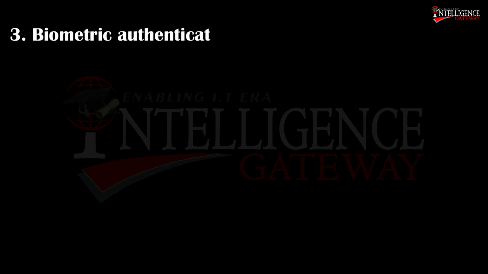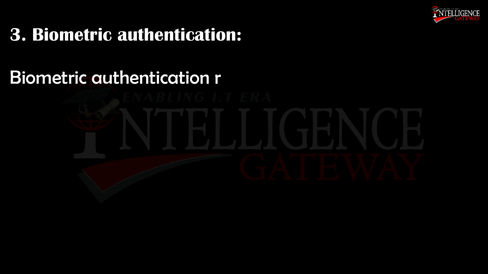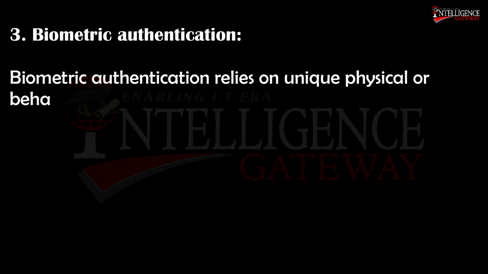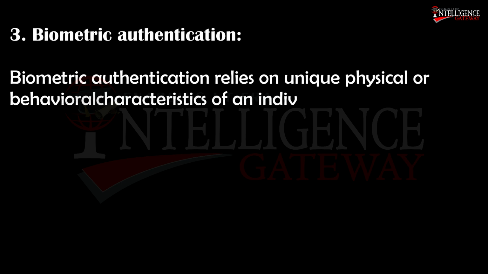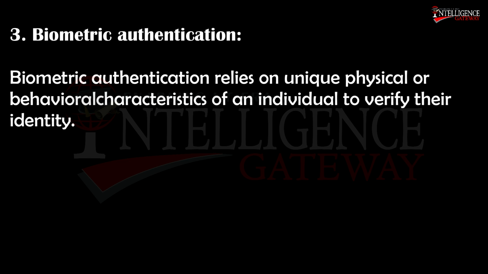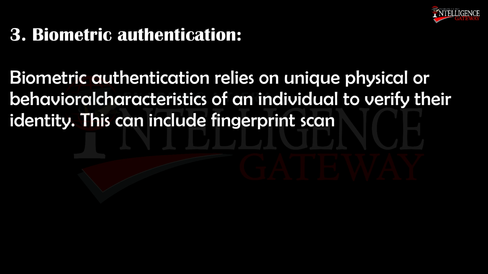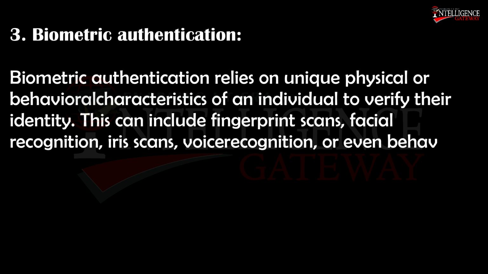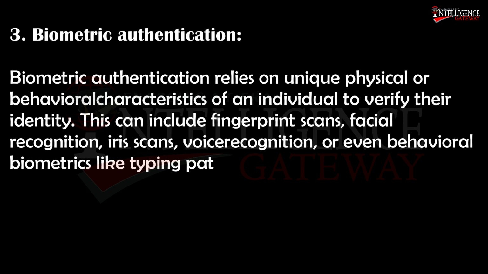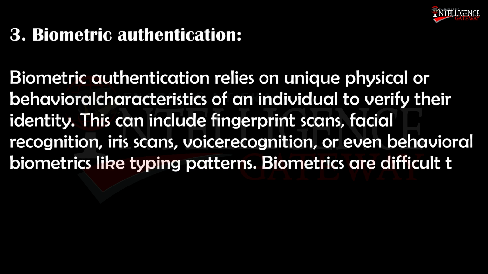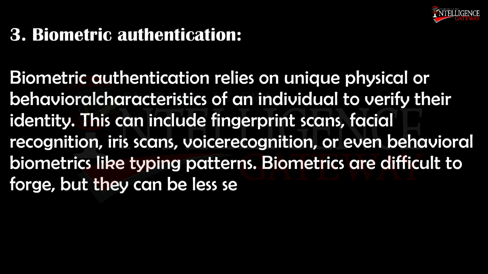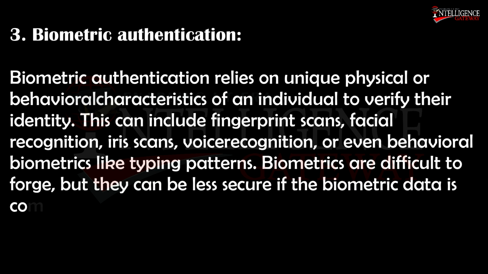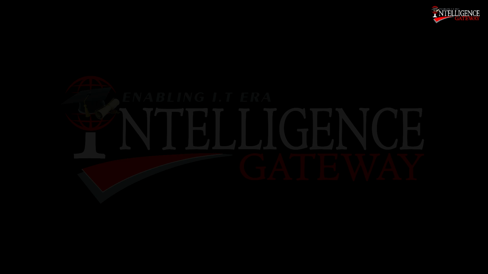3. Biometric authentication. Biometric authentication relies on unique physical or behavioral characteristics of an individual to verify their identity. This can include fingerprint scans, facial recognition, iris scans, voice recognition, or even behavioral biometrics like typing patterns. Biometrics are difficult to forge, but they can be less secure if the biometric data is compromised.